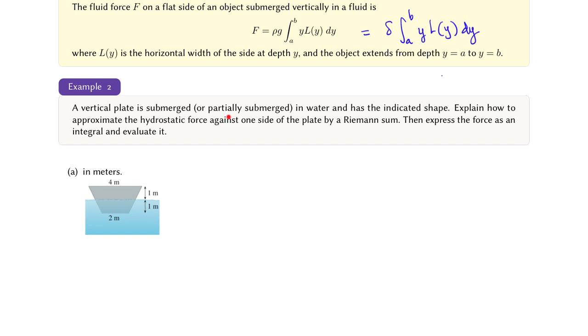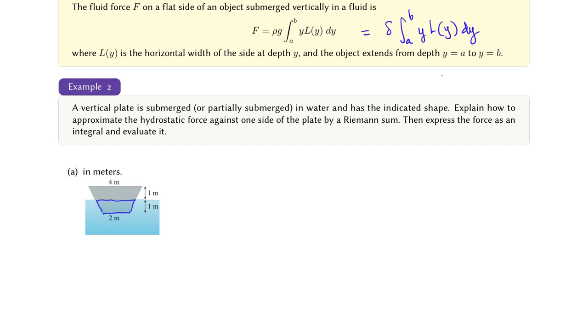For example, a vertical plate is partially submerged in water, with the shape shown. Approximate the hydrostatic force against one side using the Riemann sum, then set up the integral and evaluate it. The thin plate is partially submerged in water. We only find the hydrostatic force for the part that is submerged in water.